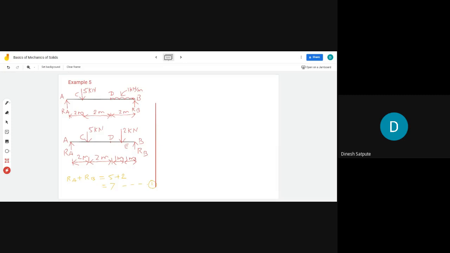Now, if you want to calculate moment, you can calculate moment at any point: A, C, D, E, B. It depends upon your choice. But let us calculate it about point A. So, how to calculate the moment? Moment about point A is equal to, now there will be three forces which will contribute to the moment: 5 kilonewton, 2 kilonewton, and RB. So let us calculate the moment due to these forces.